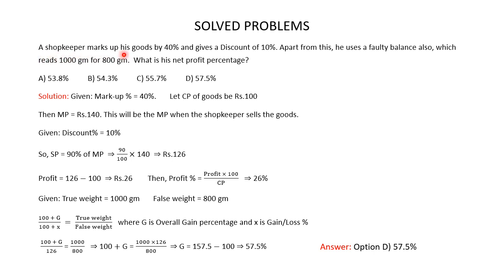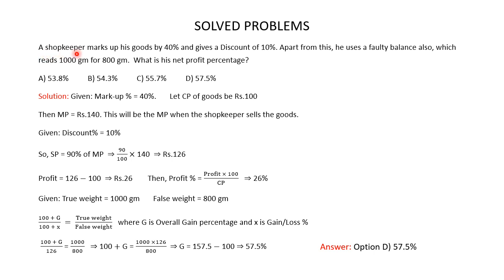A shopkeeper marks up his goods by 40% and gives a discount of 10%. Apart from this, he uses a faulty balance also, which reads 1000 grams for 800 grams. What is his net profit percentage? Here you are given four options and you have to find out which of these options is the correct one. So here you are asked to find the shopkeeper's net profit percentage.